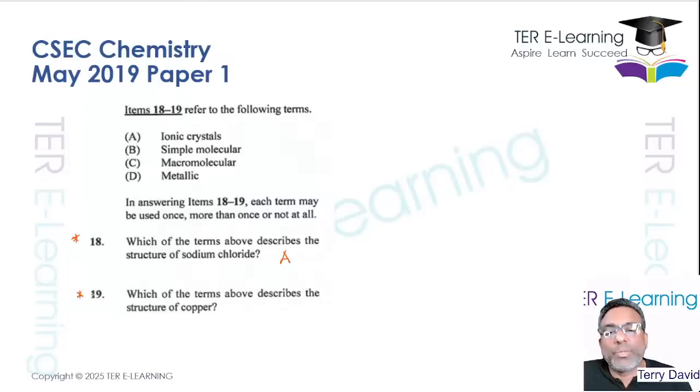What about 19? Which of the following terms describes the structure of copper? Which term describes the structure of copper? Okay, people saying the answer is D. So copper is a metal, so we expect metallic bonding to be here. So D is the correct answer. So that's 19.